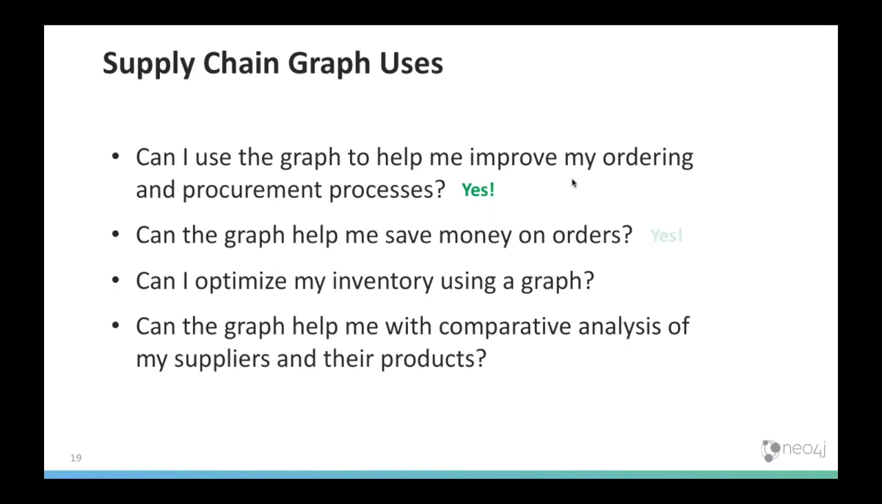Can the graph help you save money on orders? Absolutely. So we have a lot of customers, not even just in retail, but more generally, who use Neo4j for supply chain management to help them optimize their orders, being able to know when they have to buy in bulk, so they're not taking a siloed view of their need across different business lines or across different business entities, but instead having a holistic view of how much they need, all in one go, so that they can drive better bargains when they purchase individual things.